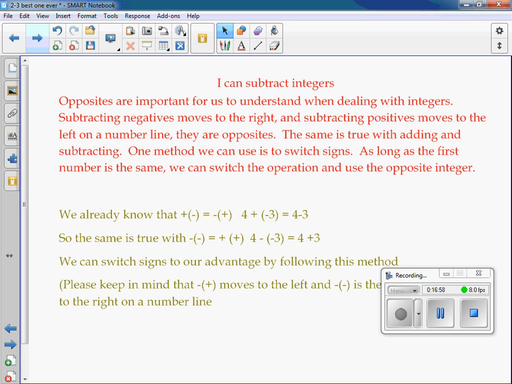So one thing that we need to understand is that opposites are important, especially when dealing with integers. Subtracting negatives moves to the right. Subtracting positives moves to the left on the number line. They're opposites. Make sense? Okay.